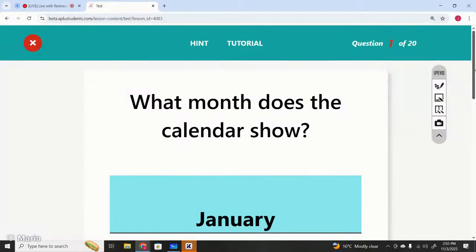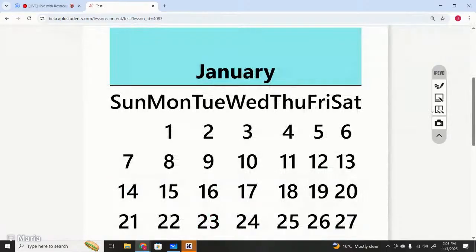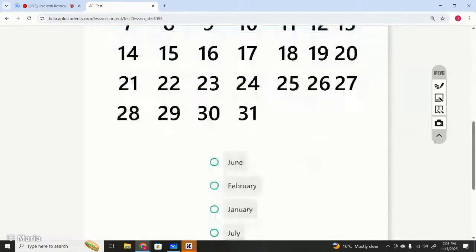What month does the calendar show? So the very first line shows the name of the month, right? So the very first line has the name January. So that is for the month of January.